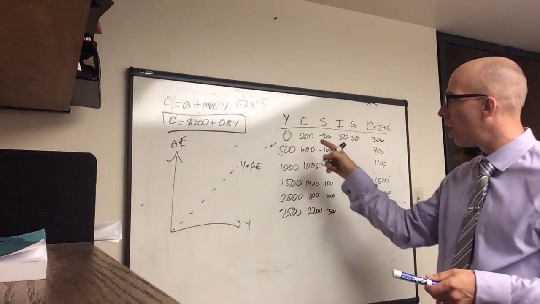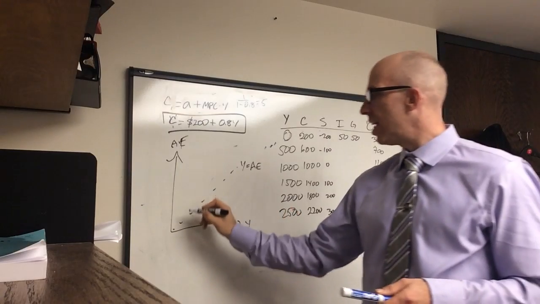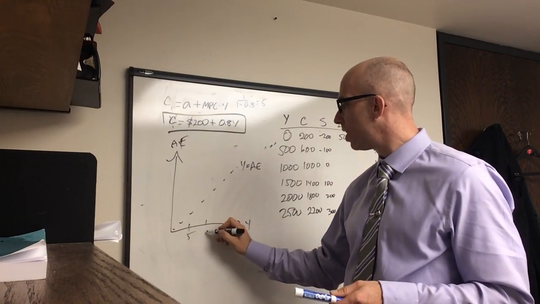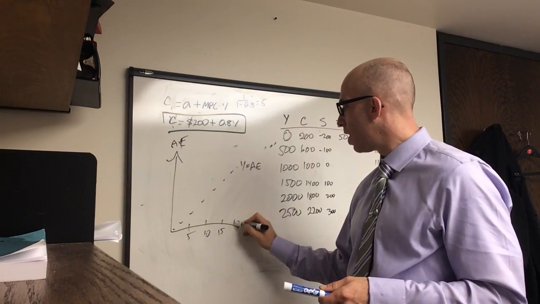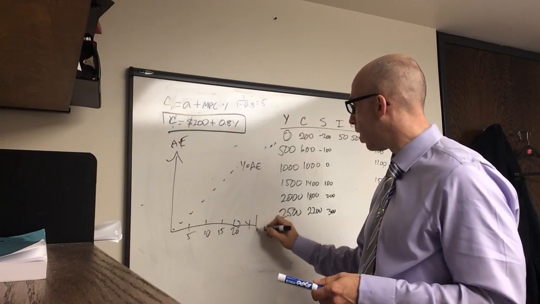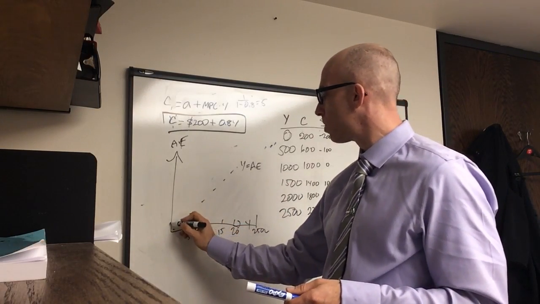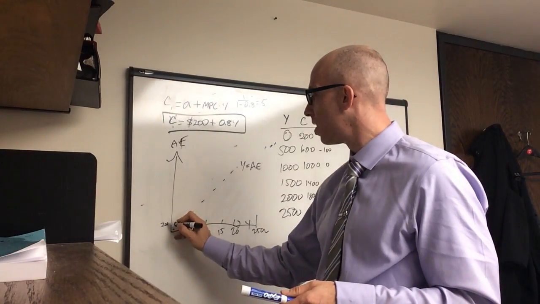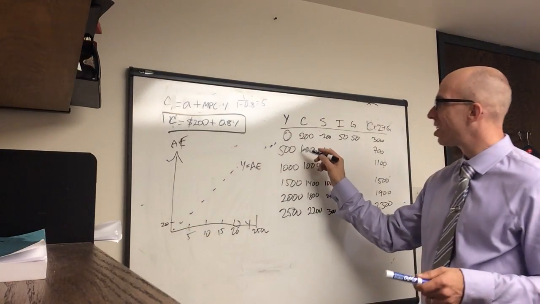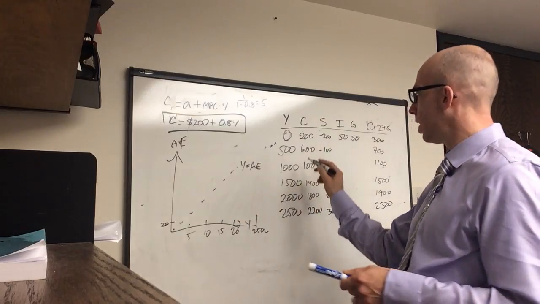And then we're going to draw the consumption function. Now, it's going to go from 5, 10, 15, 20, all the way to 2,500. And so it's going to start pretty small. It's going to start at 200. All right? But as we draw, we're going to see that it's going to rise in 400 increments.